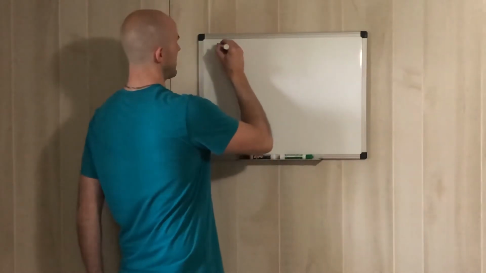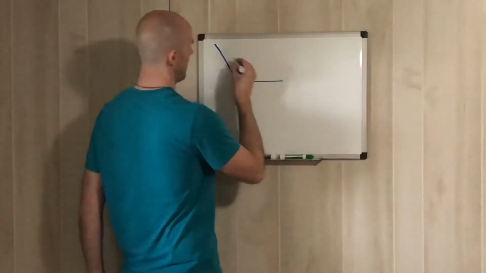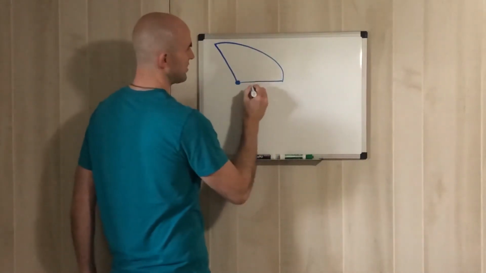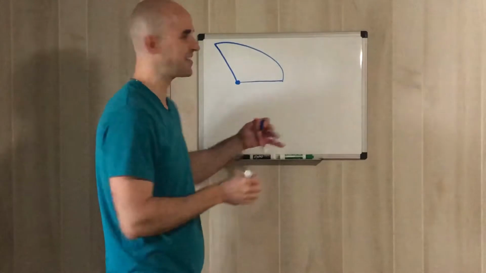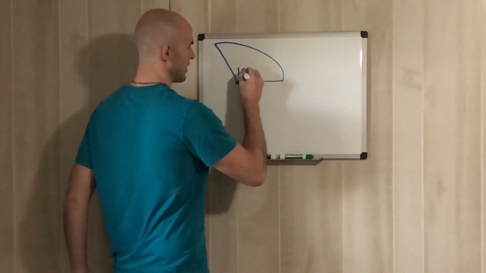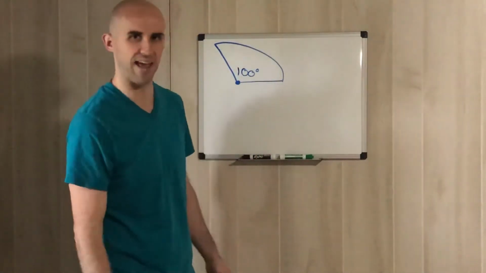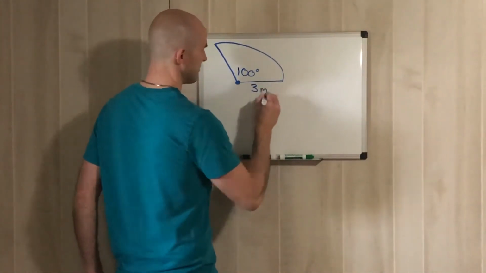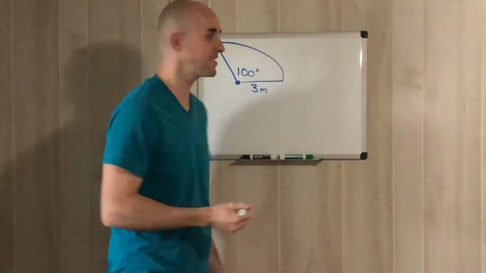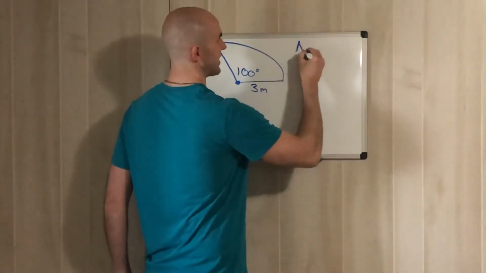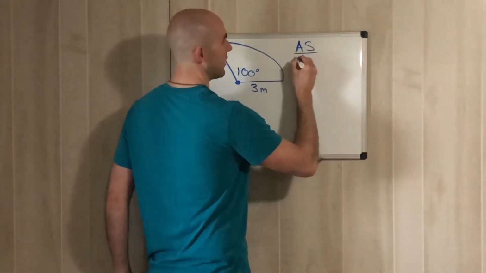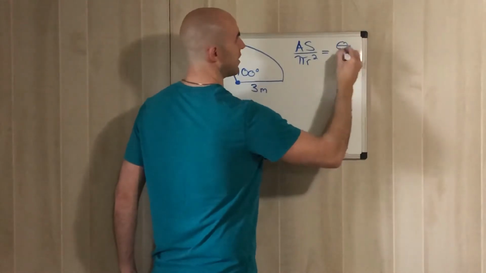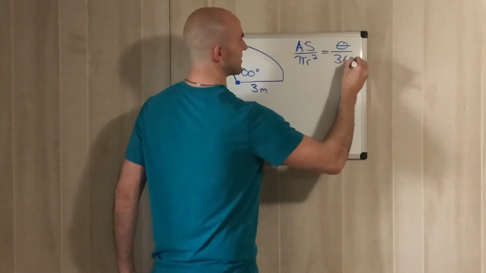So again, let's say that we have a sector, right? We have a sector right here. And what we want to do today is figure out the area of that sector. So again, let's use easy numbers. Let's say that that angle is 100 degrees. And let's say that the radius here is 3 meters. And since I want to find the area of the sector, I would use the formula for area of a sector. It would be AS over pi r squared equals theta over 360.